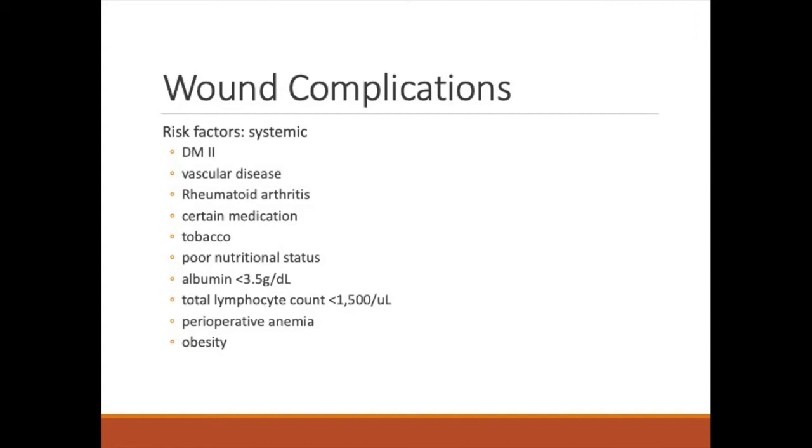The risk factors for these typically are type 2 diabetes mellitus, peripheral vascular disease, rheumatoid arthritis, certain medications, particularly stimulants that can constrict blood flow, tobacco use and its associated nicotine derivatives, poor nutritional status, an albumin less than 3.5 grams per deciliter, which is a marker of poor nutritional status, total lymphocyte count less than 1,500 per microliter, again a nutritional status marker, perioperative anemia, and obesity.